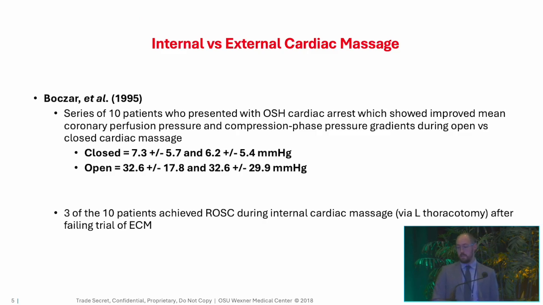They took 10 patients who failed a trial of external cardiac massage, meaning they pronounced the patient dead. Then they did a thoracotomy and internal cardiac massage, and they were able to achieve ROSC in 3 of those patients who were already declared dead. You can see the data there. If you accept even somewhere near 15 as necessary for ROSC, you're seeing open cardiac massage with pressures of around 30 and closed with pressures of around 6. So it would make sense that internal cardiac massage is superior.